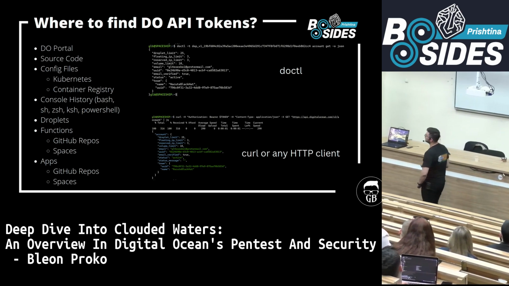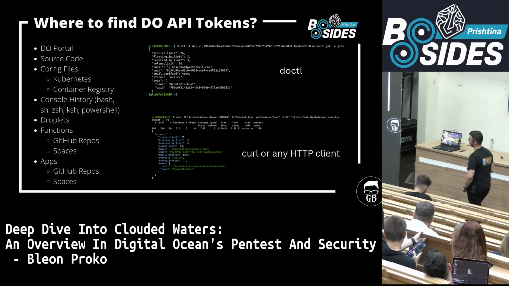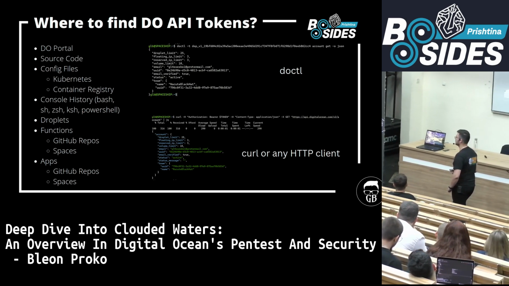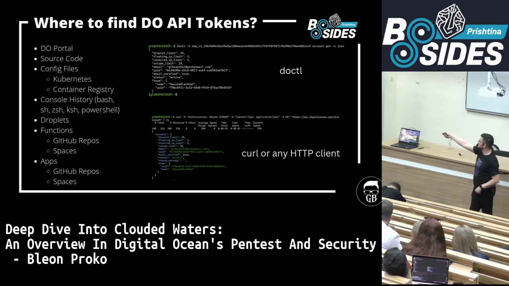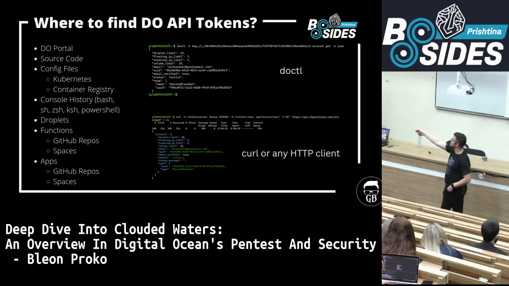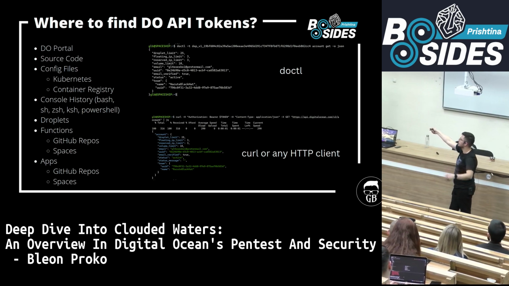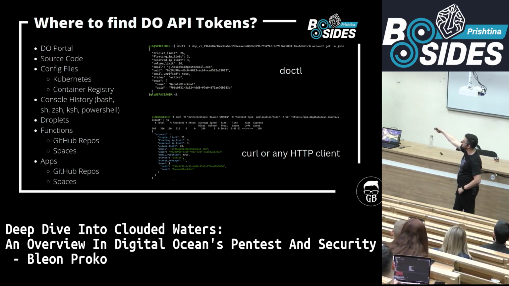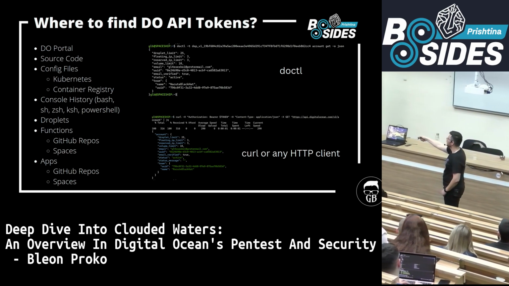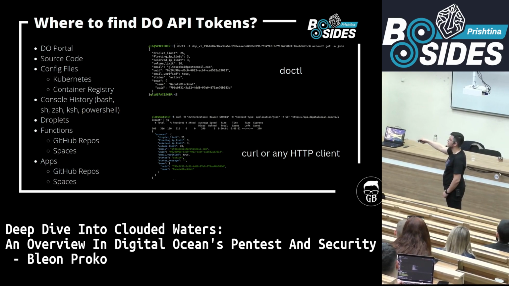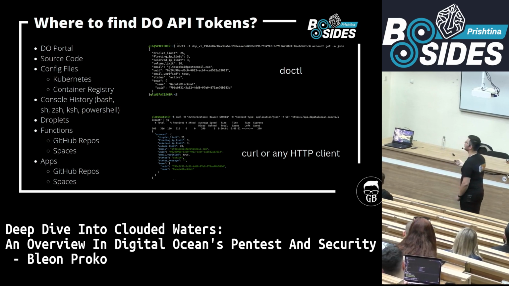You can find them here. You can create them on the portal. You can find them in source files. You can find them in Kubernetes and CR config files. We will be looking at that. You can find them in the console history because, different from AWS, you can just provide the token here, and you will not be able to create a profile for that token. You can just provide it. So finding that in Bash history will be useful. And you can find them in functions, in the environment variables of functions, on apps and droplets.